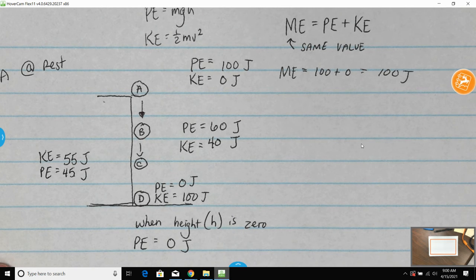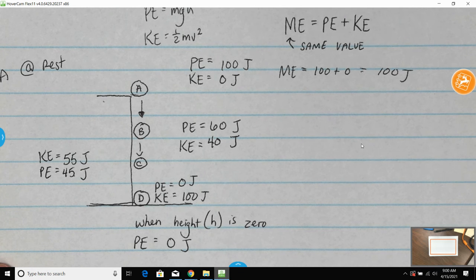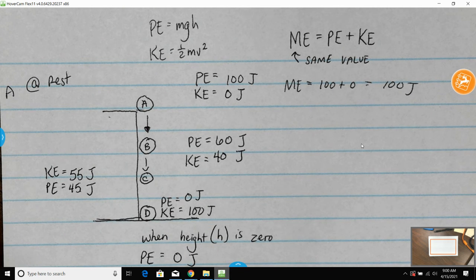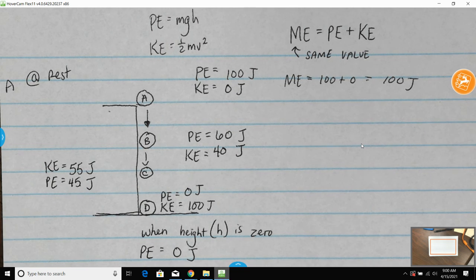Now, if I gave you the mass of an object here, if I said the mass was a certain thing, you'd be able to tell me the potential energy, the speed. You'd be able to tell me a bunch of different factors. So let's just say, pick a number for me.